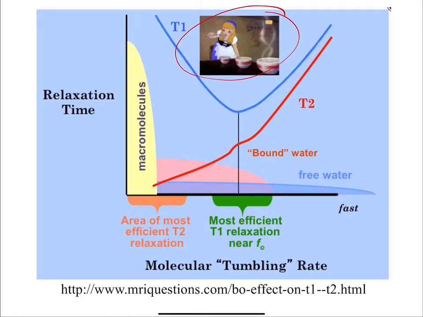So that's shown here, once again, the Goldilocks principle. And in terms of actual tissues, we differentiate between things like free water, which can go very fast, bound water, which are things like water close to tissues like gray or white matter. And then we have macromolecules, which tumble much more slowly. Okay.